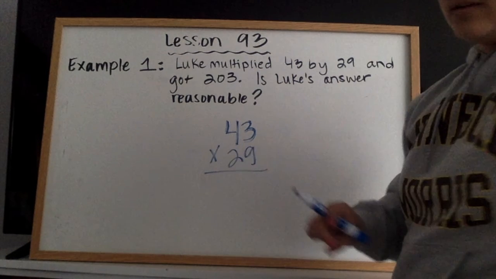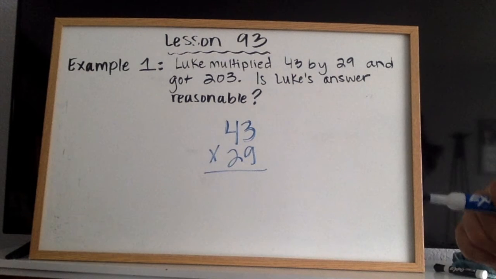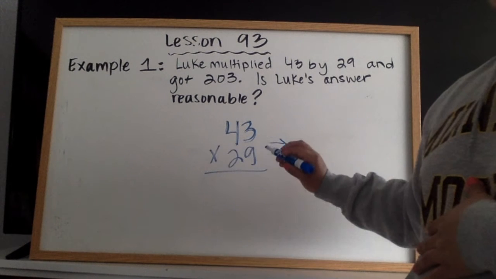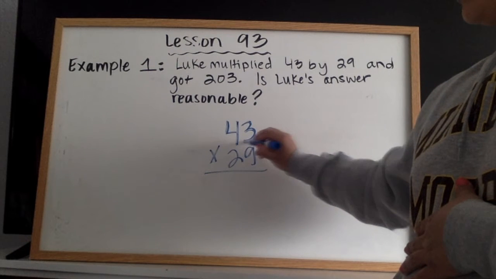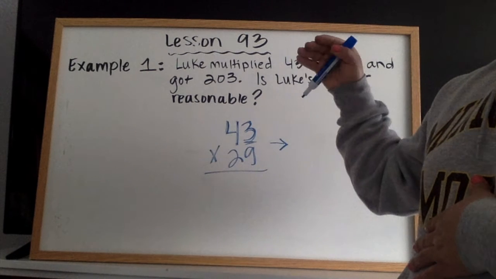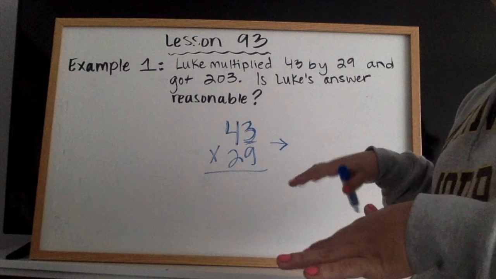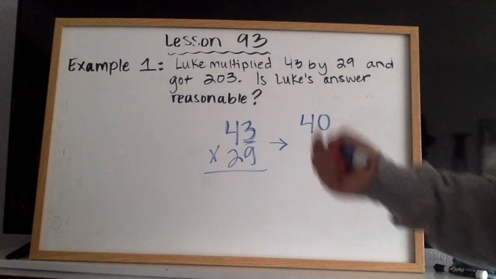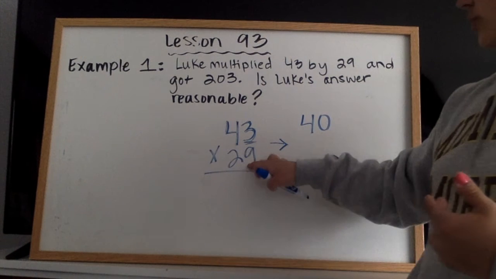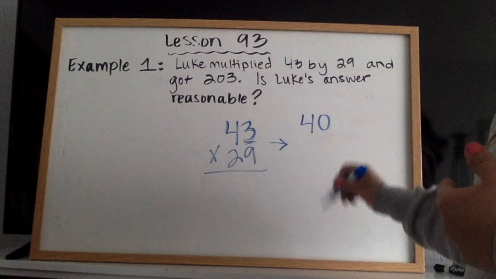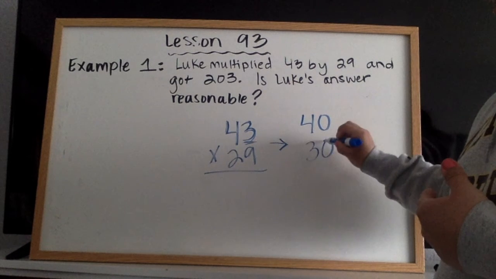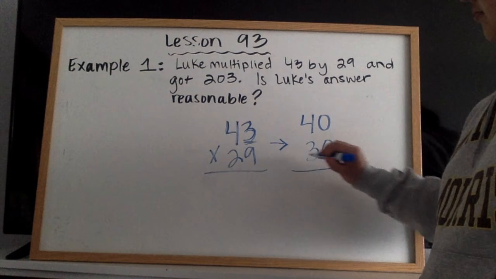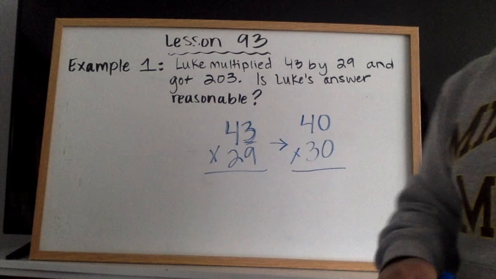43 times 29. Remember, we're going to estimate, so I need to round this. 43, if we have a 3, remember, we round down or stay the same. So 43 just becomes 40. 43 is closer to 40 than it is to 50. And then 29 is rounded up to 30. 29 is closer to 30 than it is to 20. So we are actually just taking 40 times 30 when we're estimating.